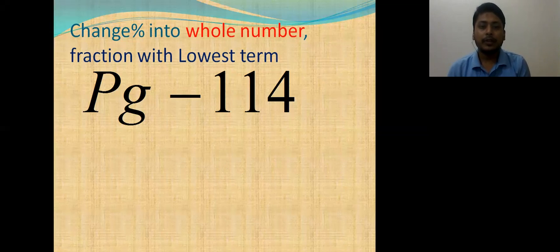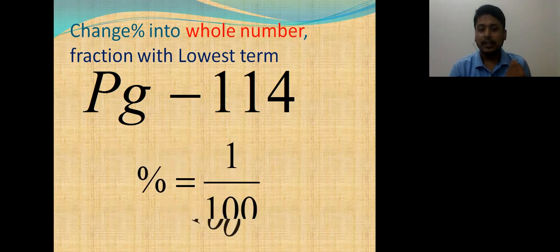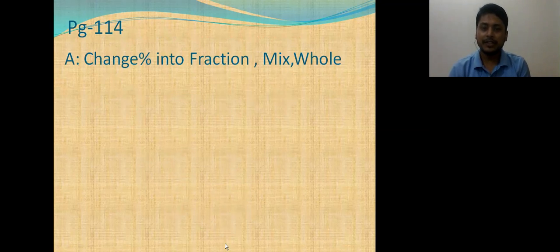So here you can see that the topic is to change percentage into a whole number or fraction with lowest terms. For that, you only have to remember that for the percentage sign, you write percent equals 1 by 100. 1 by 100 means divide by 100. That means 4% equals 4 by 100, and 0.3% equals 0.3 by 100. Got the point?